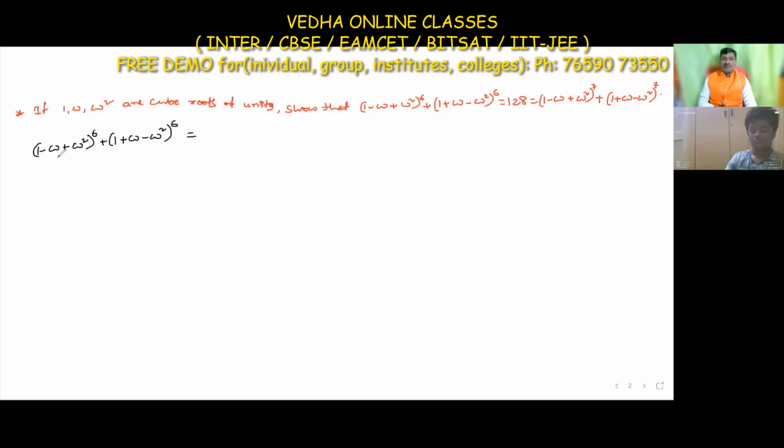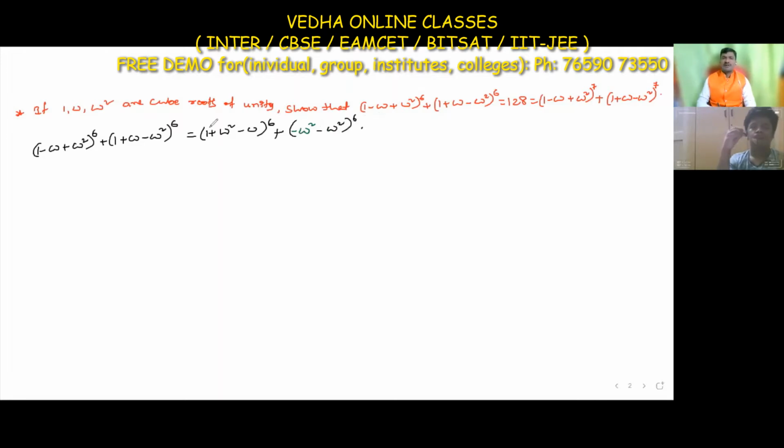Now 1 and omega square, I am adding 1 and omega square. So write these two in one place, and in the other, 1 plus omega value, minus omega square, whatever we have, this minus omega square as it is, and whole to the power 6.